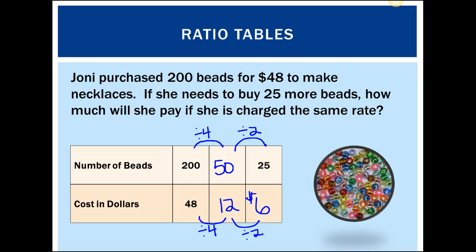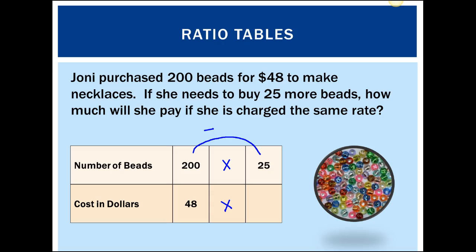We used different numbers to simplify our fraction. Another way we could solve the problem is to simply bypass those middle boxes. We can get directly from 200 to 25 if we divide by 8. We can also divide 48 by 8 and learn that the beads would cost $6.